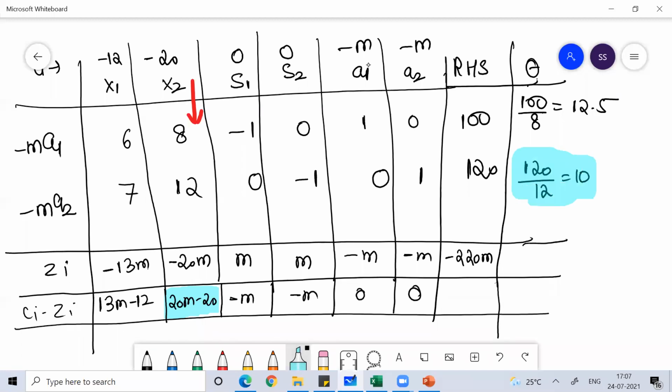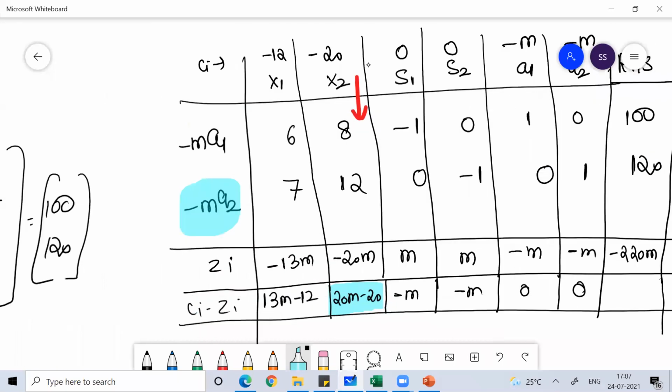So out of both the theta values, the minimum theta belongs to A2. So it means your pivot element is 12. It means your pivot element is 12, and 8 is your constant when you do the calculation for A1. So the pivot element is 12 here.